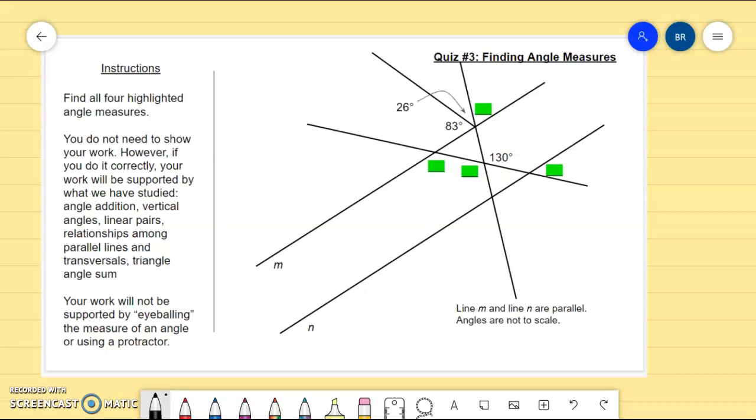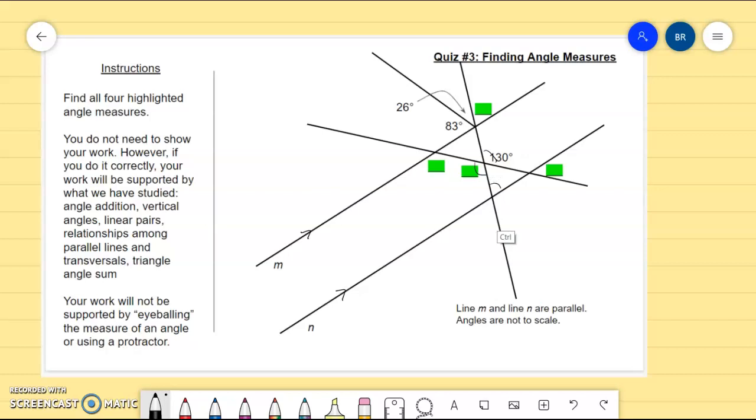Okay, let's find the missing angles. There are 4 of them. Our first big hint is that we have 2 parallel lines. We also have some vertical angles, lots of vertical angles to use. And we have 2 little old triangles here.